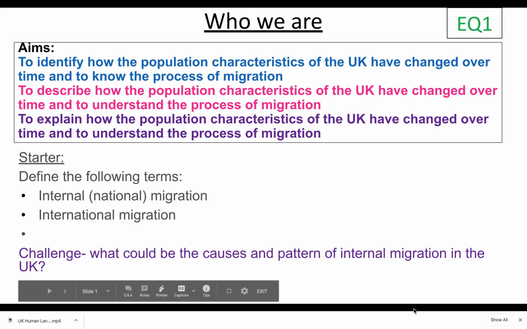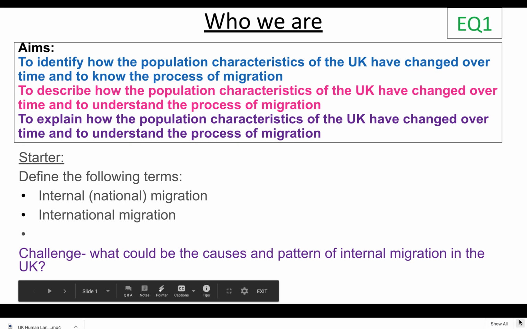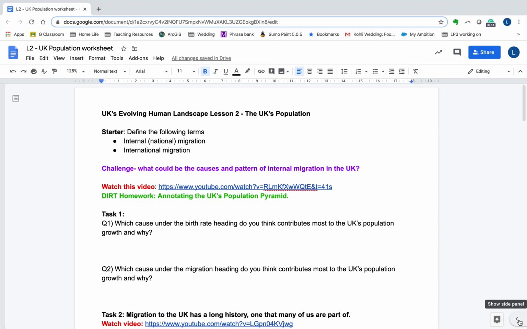Now, I'm just going to quickly show you what that looks like so that you feel really confident, okay? So your PowerPoint looks like this, and we're going to go through that in just a moment. Your worksheet looks like this. Now, it might look like there's a lot of writing on there already, but this is basically every single task we ask you to do throughout the lesson, including the videos we're asking you to watch.